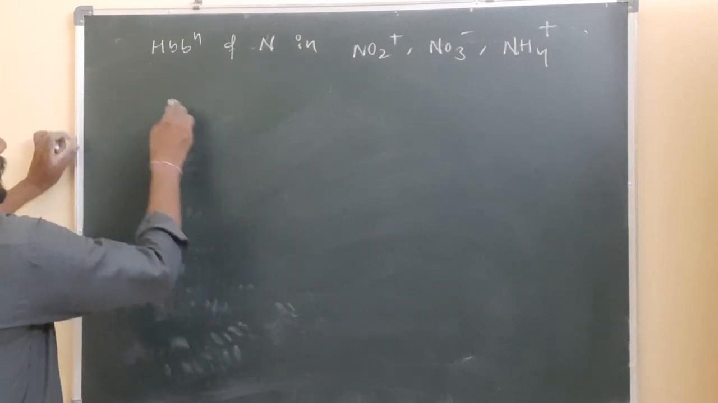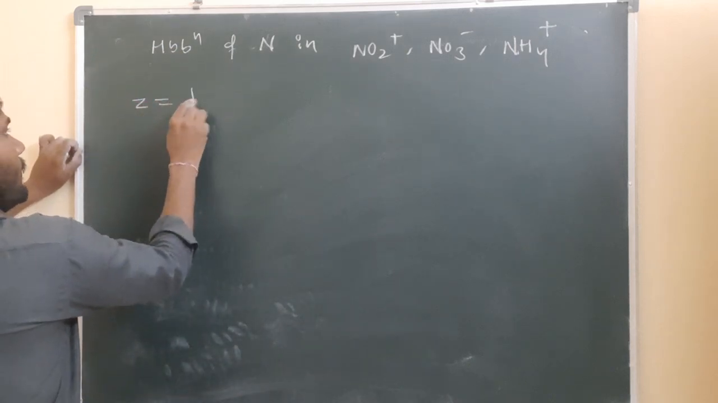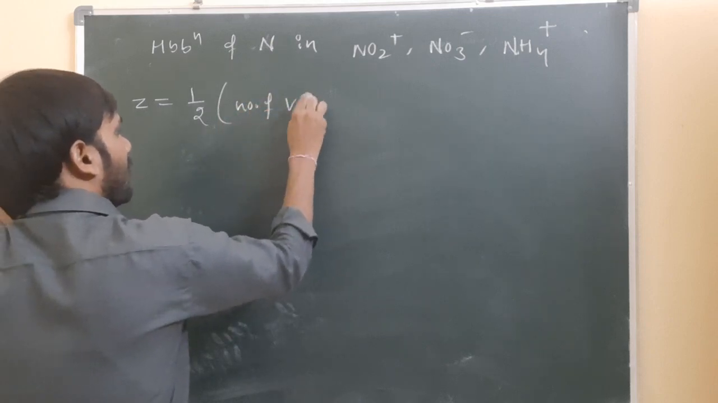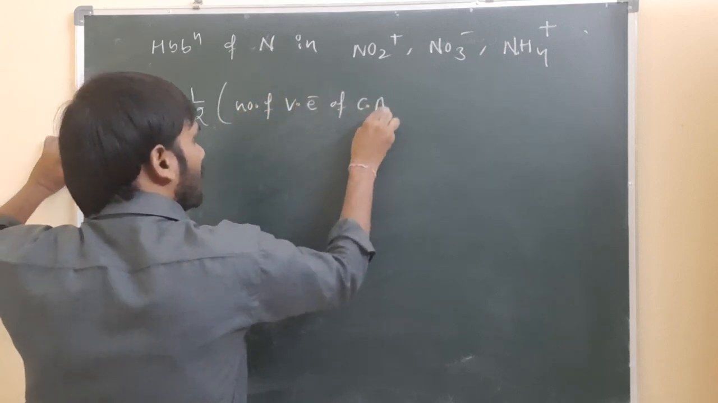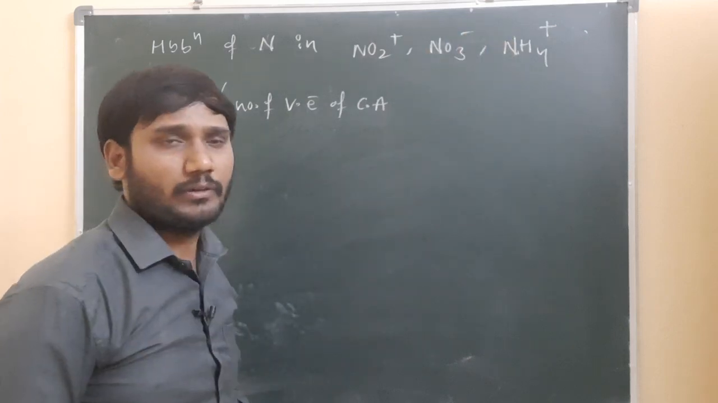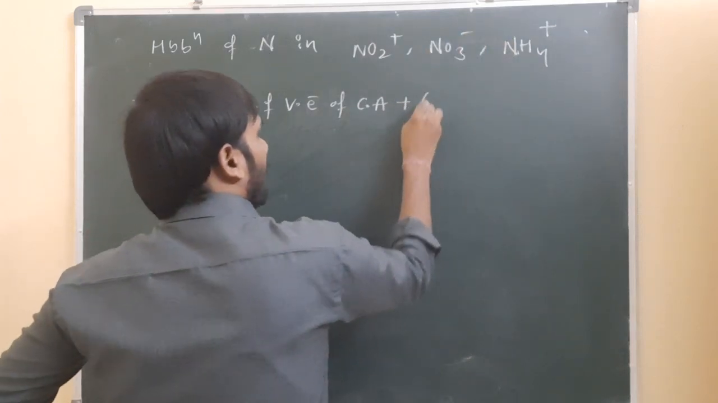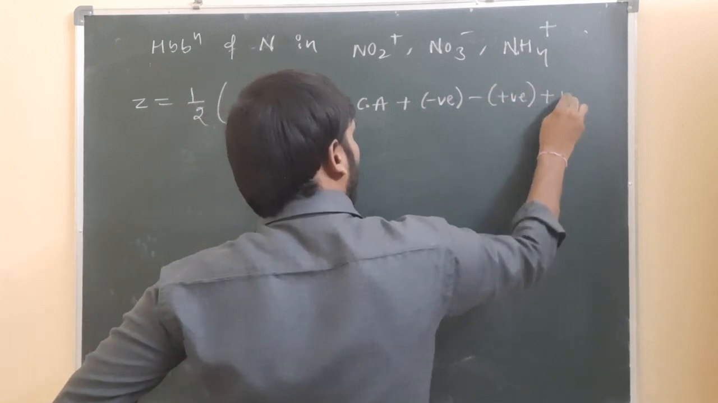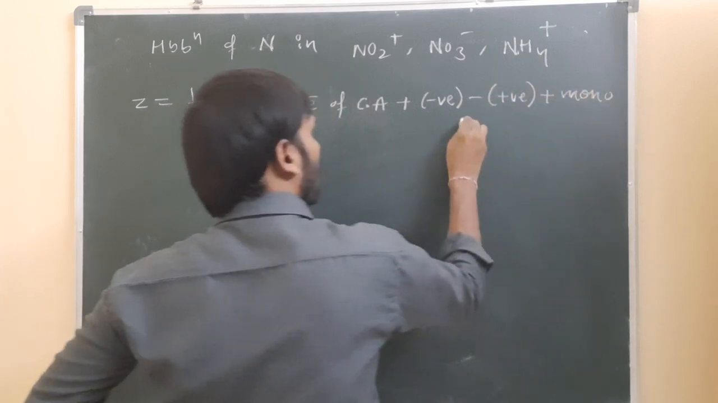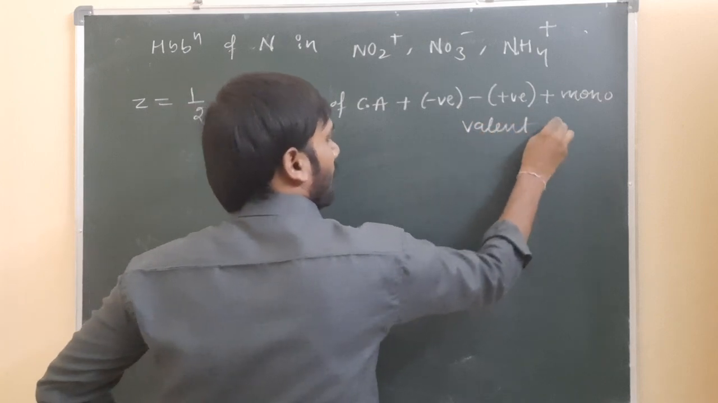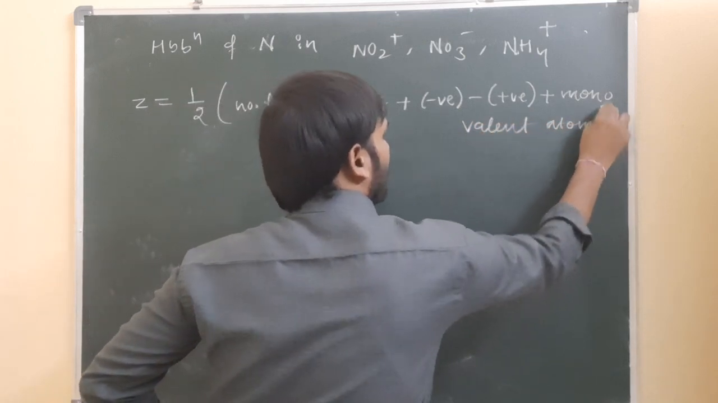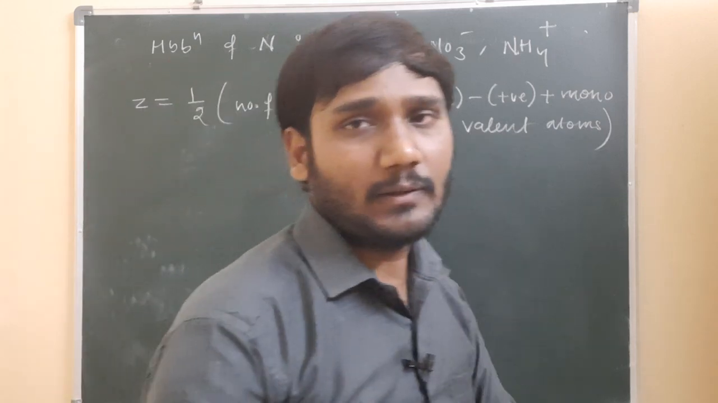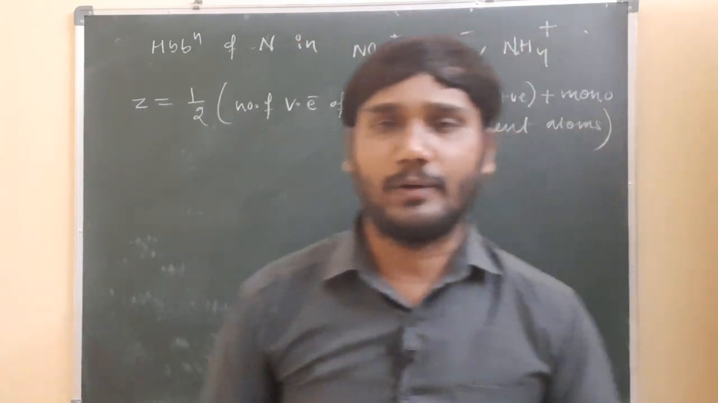Let us see. The formula is Z is equal to half into the number of valency electrons of the central atom, which is nitrogen everywhere, plus negative charge, minus positive charge, plus number of monovalent atoms. This is the formula to identify the hybridization, so by using it we can identify the hybridization of the molecule.